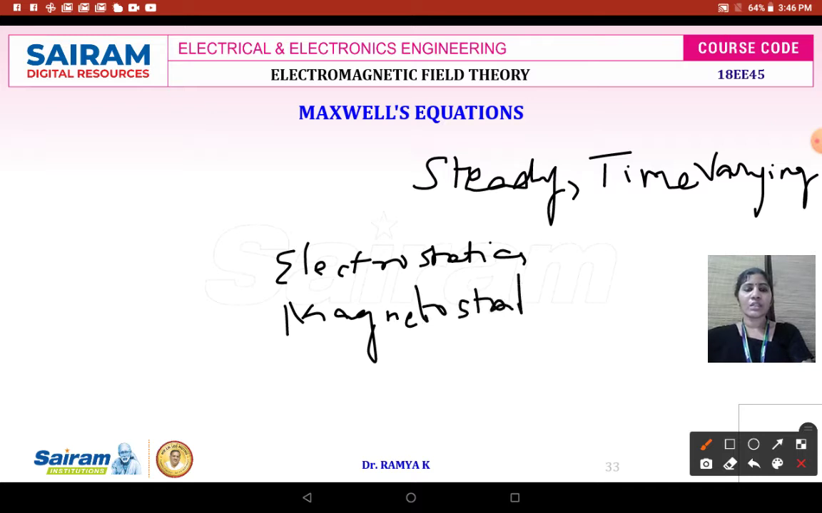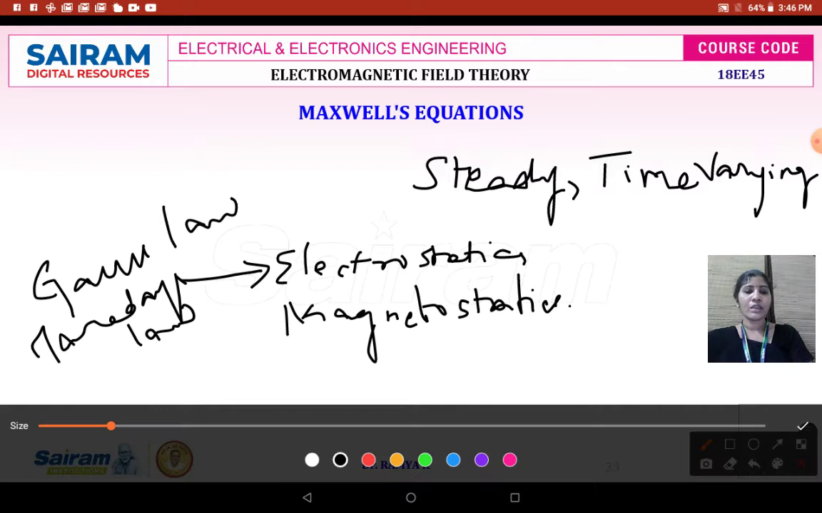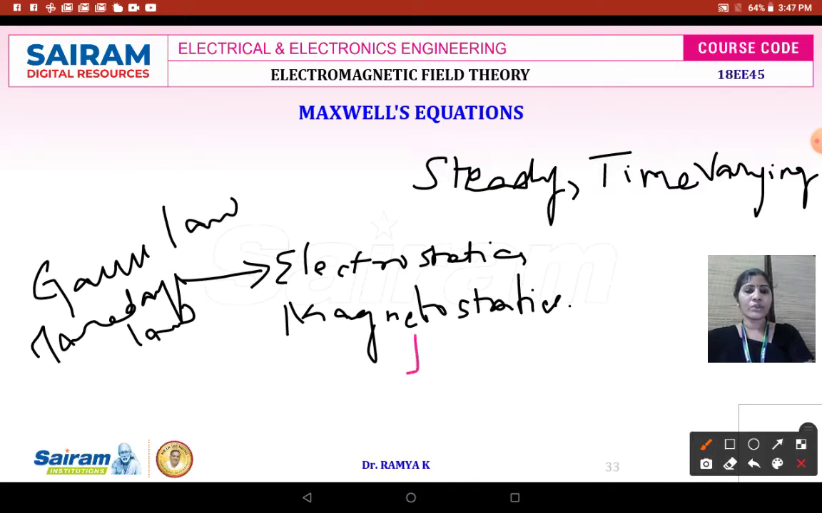The laws we are going to use to write the Maxwell's equation under electrostatics are Gauss's law and Faraday's law. Under magnetostatics, we are going to use again Gauss's law for magnetostatics and Ampere's law for magnetostatics.